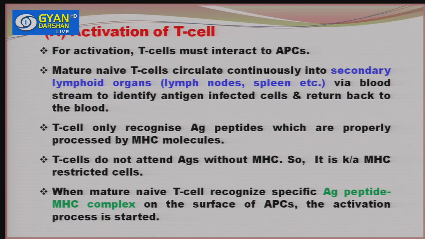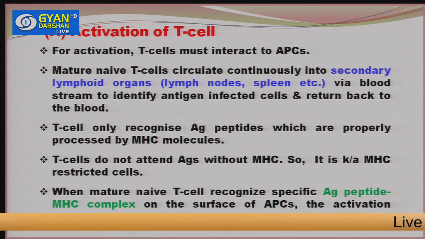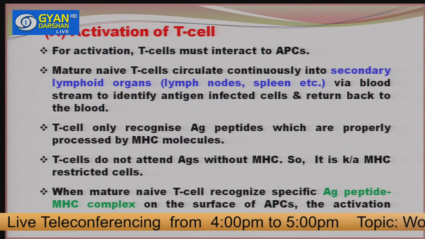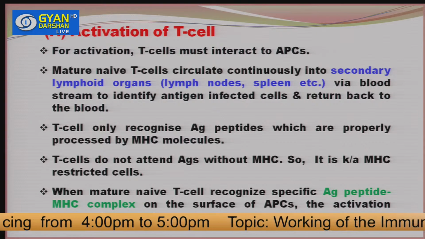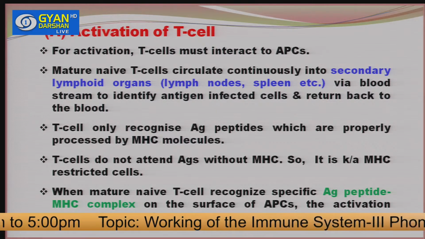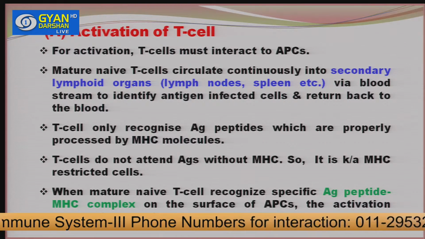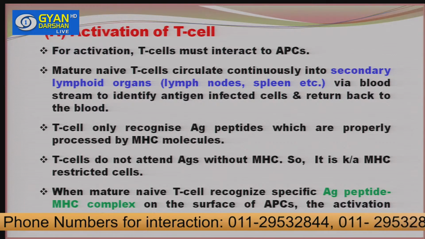So I want to discuss one by one, starting with the activation of the T cells. For activation, the T cell must interact with the antigen presenting cell. Without interaction, the T cell will not activate. Mature naive T cells circulate continuously through the secondary lymphoid organs, which may be the lymph node or the spleen. They circulate continuously through the lymphoid organs by the blood stream to identify antigen infected cells and return back to the blood.